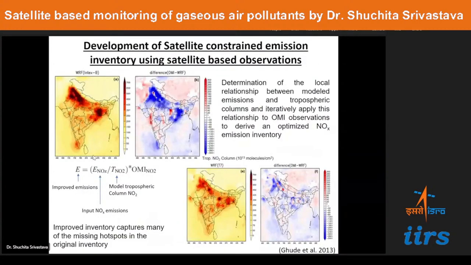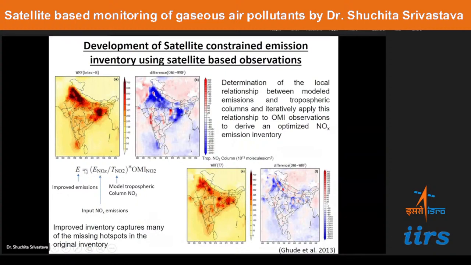Then we can develop a satellite constrained emissions inventory using satellite based observation. Suppose your model values are not matching with your satellite observation, then satellite data can be considered as reference, and you can fine tune the model inputs by considering satellite data as reference. Here the WRF model is run for calculation of tropospheric column NO2, and that was not matching with the satellite observation OMI. Here you can see the difference between the two.